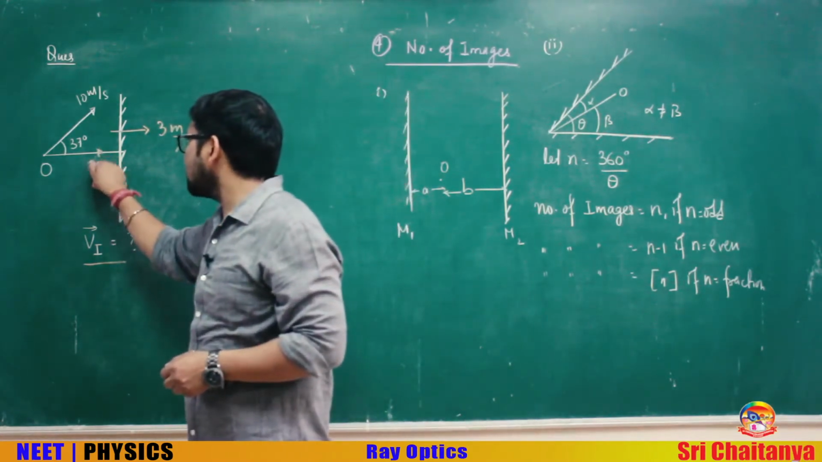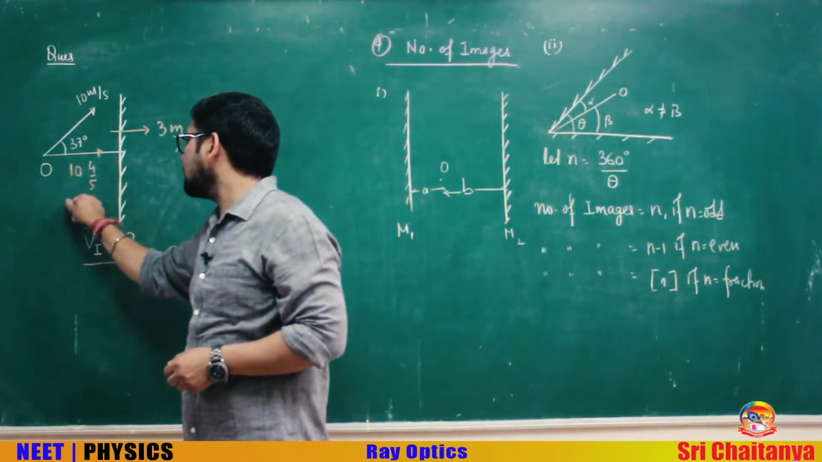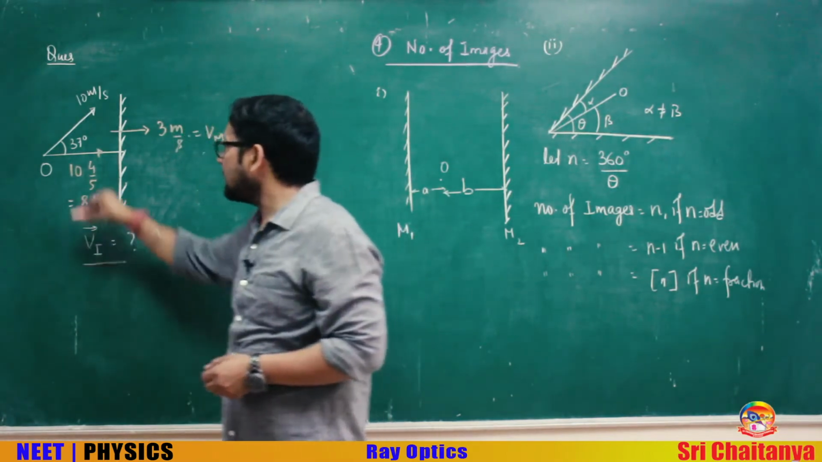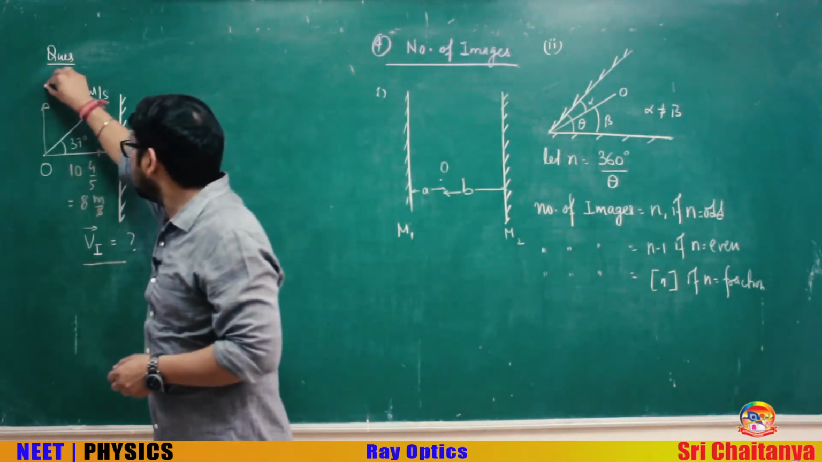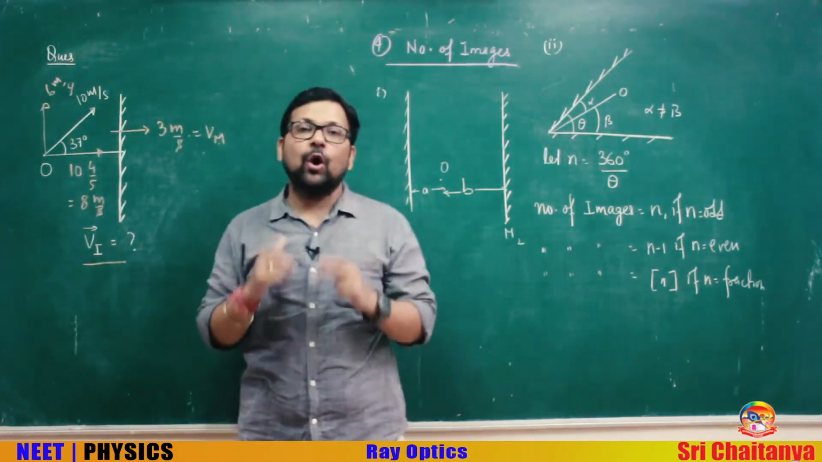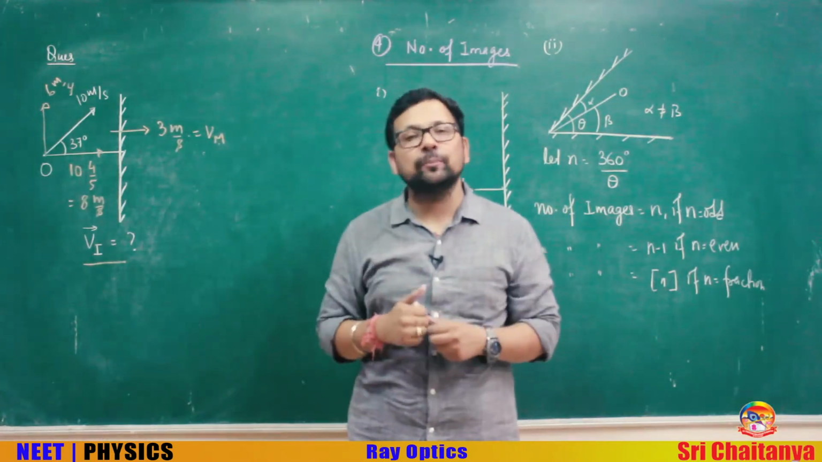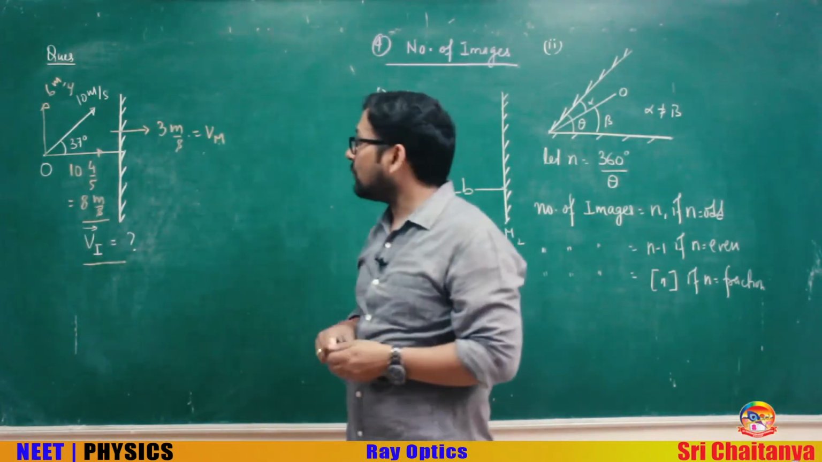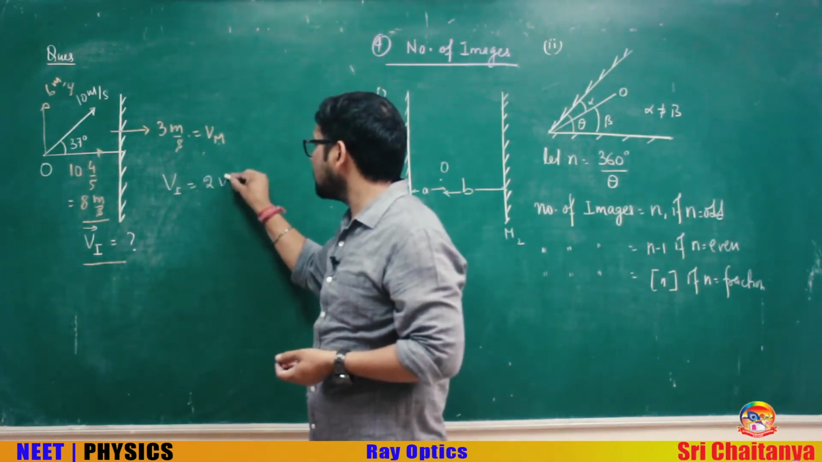So first resolve the velocity of object. This will be 10 cos 37 degrees. You know that cos 37 degrees is 4 by 5. So this is 8 meters per second. Similarly, this velocity will be 10 sin 37 degrees, and it will be 10 into 3 by 5, we can write 6 meters per second. Now see, two object velocities are given. So let's pick which velocity is perpendicular to the plane of the mirror. That is obviously which one? 8 meters per second.